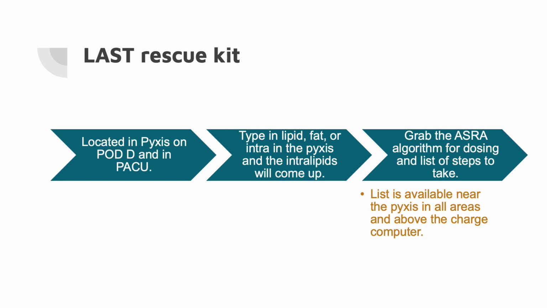All right, like I said already, the rescue kit is located in Pod D, and in PACU, you got your intralipids. You're just going to type in fat, lipid, or intra into the Pyxis, and it comes up. And it's white. It looks just like propofol, but it's intralipids. And then you're also going to grab this algorithm, the ASRA algorithm for dosing and next steps to take. Those are going to be available at the charge desk and near all the Pyxis.